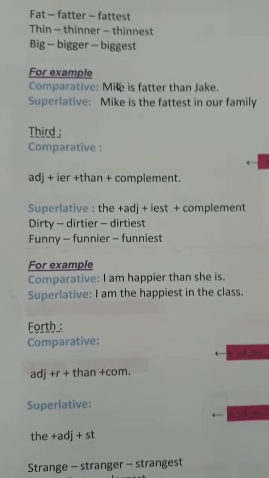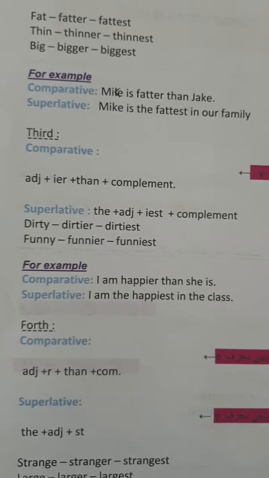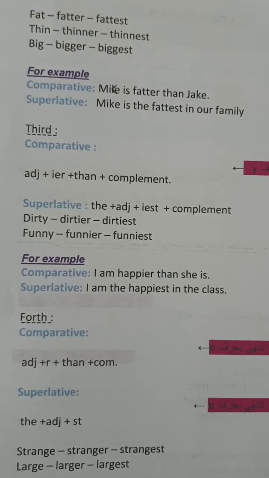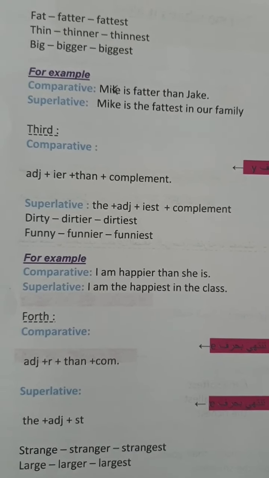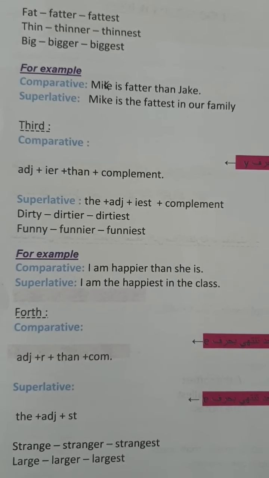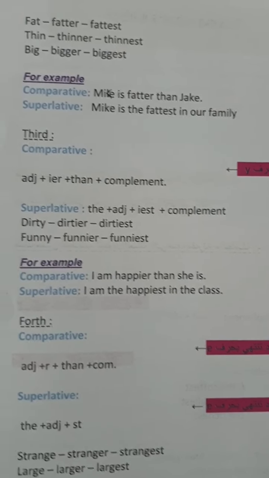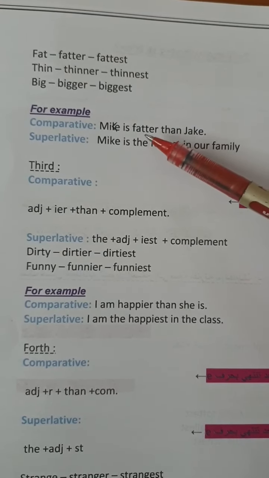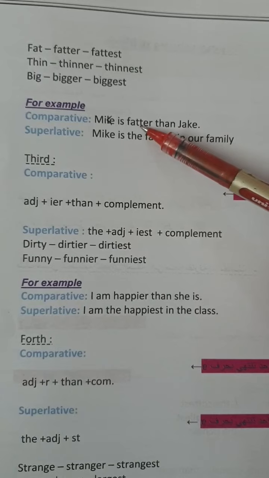For example, Mike is fatter than Jack. Superlative, Mike is the fattest in our family. So, عندنا هنا حرف علة وحرف صحيح بتكرر.